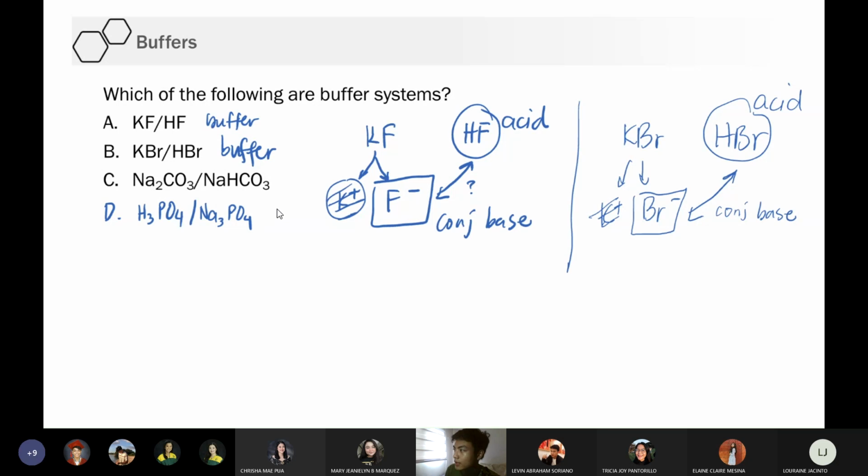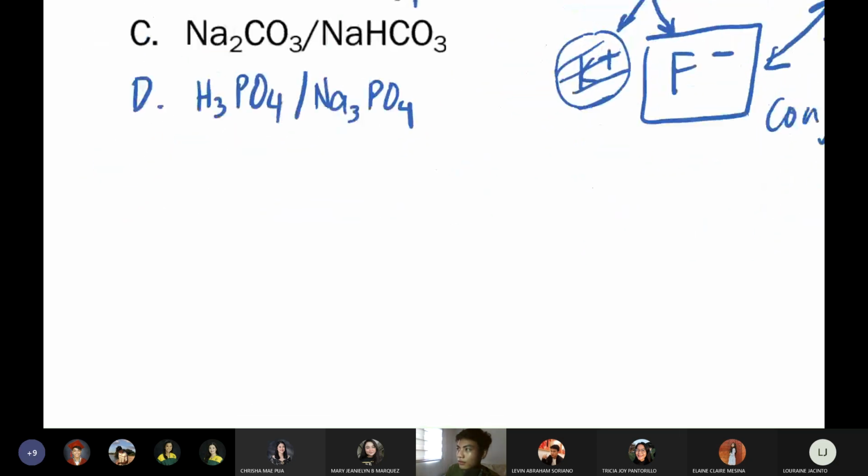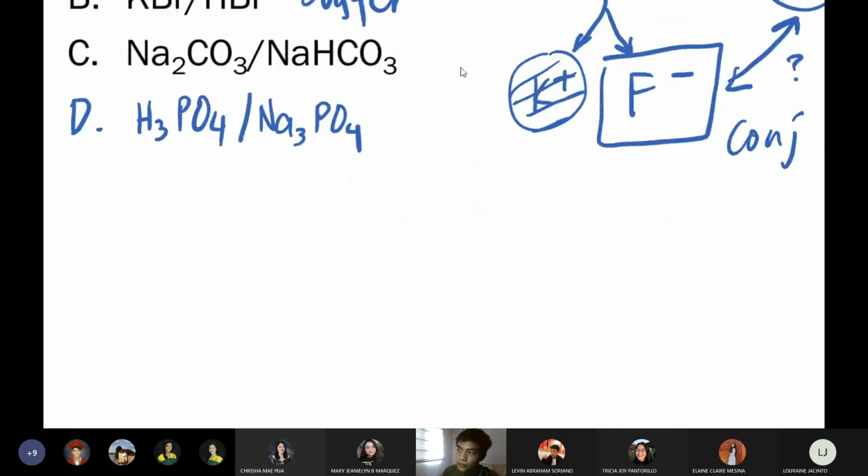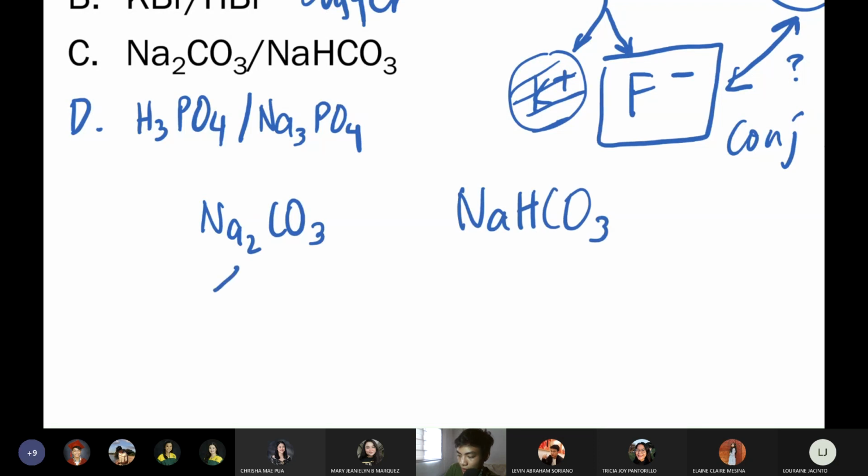How about letter C? So for letter C, we have sodium carbonate and sodium bicarbonate. Sa case na to, hindi obvious. Sino yung acid dyan? Hindi obvious. So gagawin mo, yung mga metals mo, buburahin natin. Okay? So we have sodium carbonate. You have sodium bicarbonate. Parehas yung ionic compound. So split mo sila into two. Yung mga metals and yung anions.